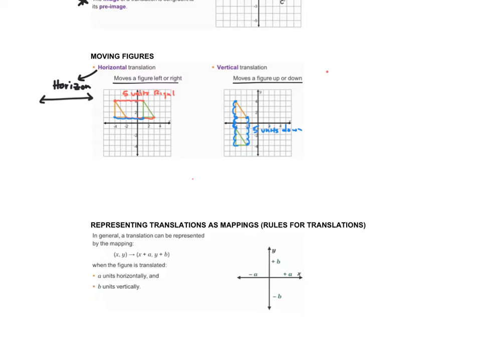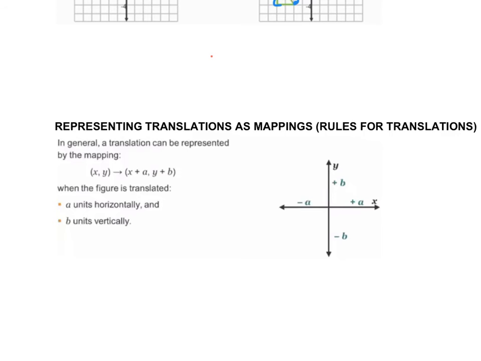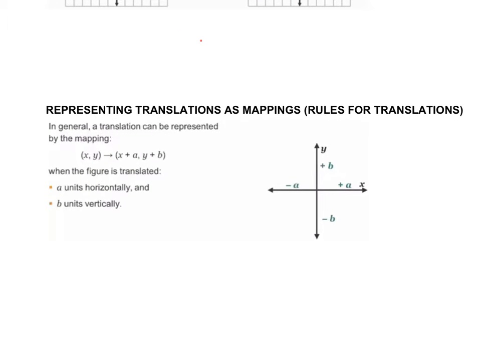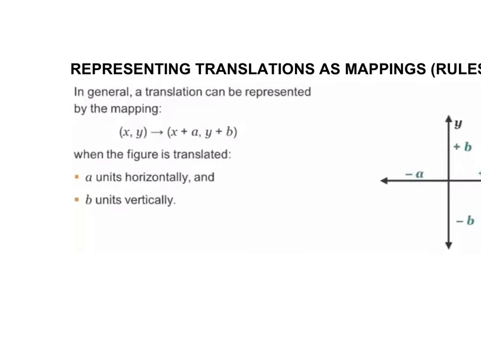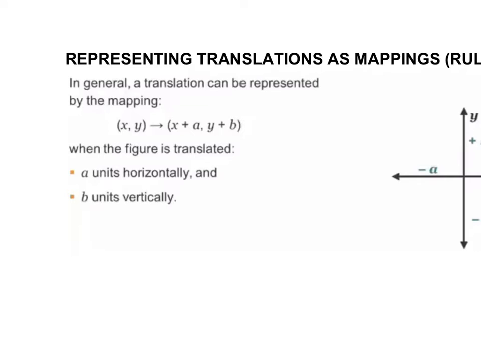How do I write something where I move 5 units to the right and 5 units down? What we do is we do this thing called a translation mapping. So, representing translations as mappings, and this is just a rule for translations. And this is the generic rule that we use.